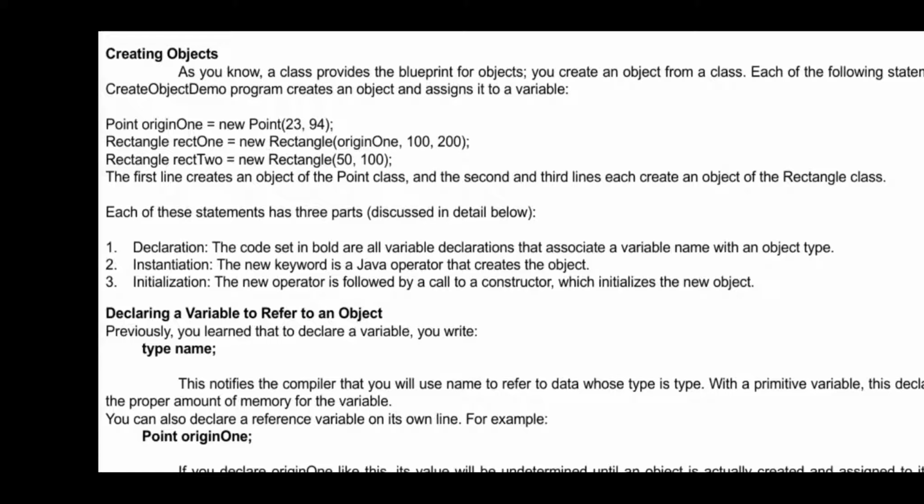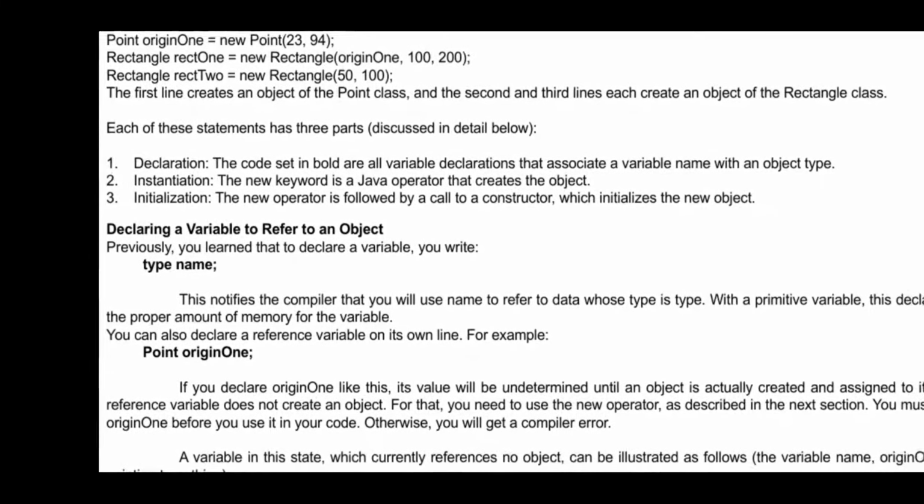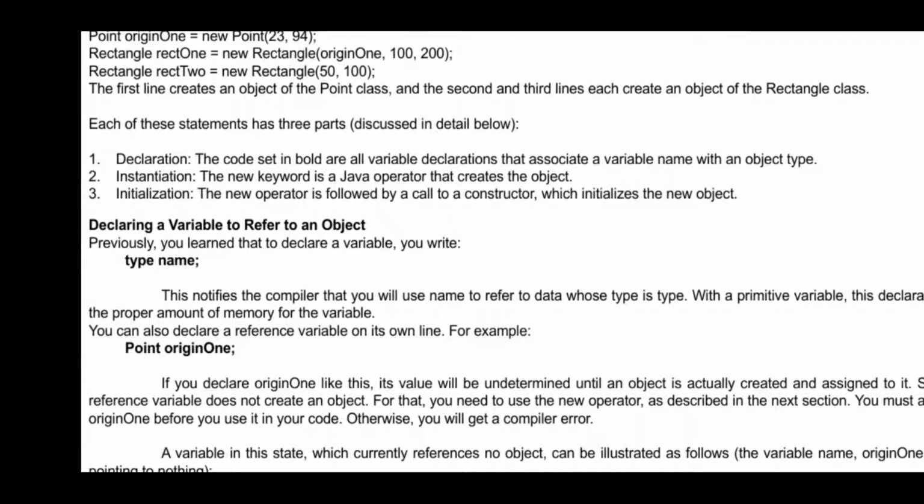Declaration means defining a variable name for the created or declared class. Instantiation means using the new keyword to create different objects for a particular class. Initialization means you are going to give the information in the form of values to the variable names. We can call them a declaration, instantiation as well as initialization.